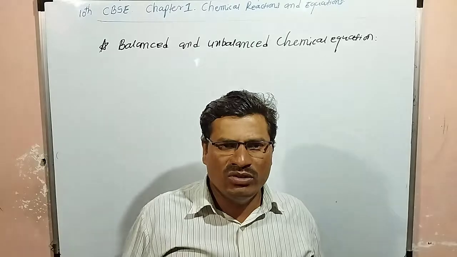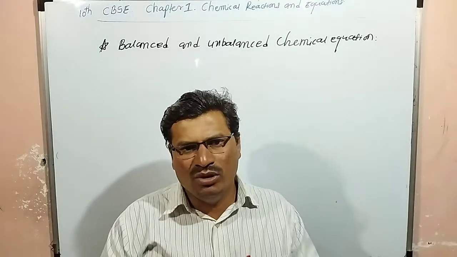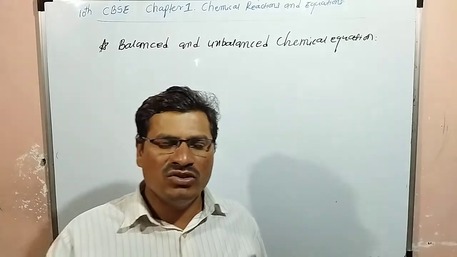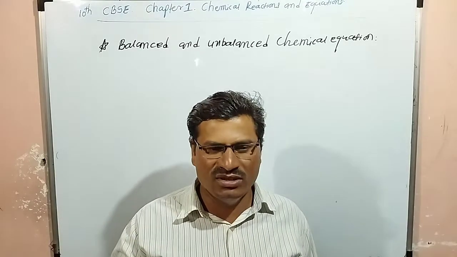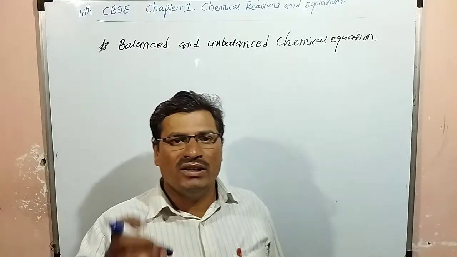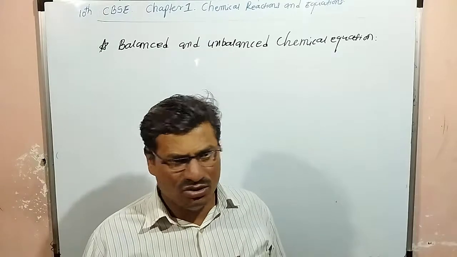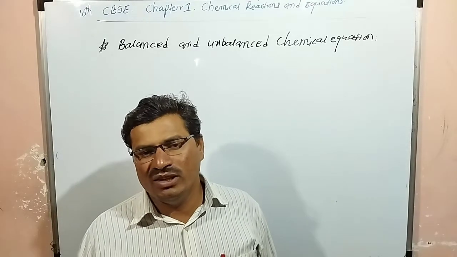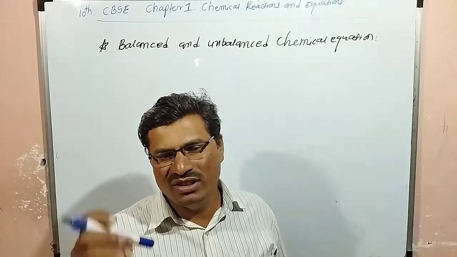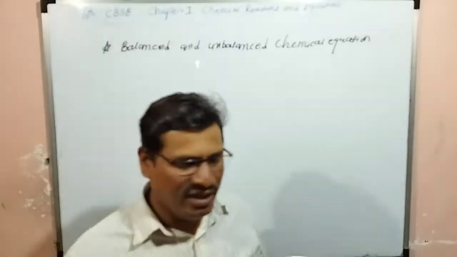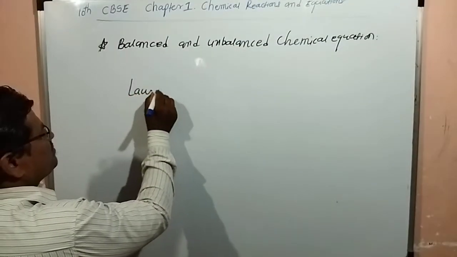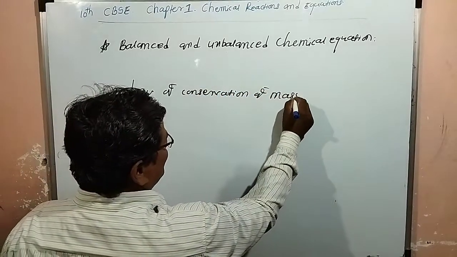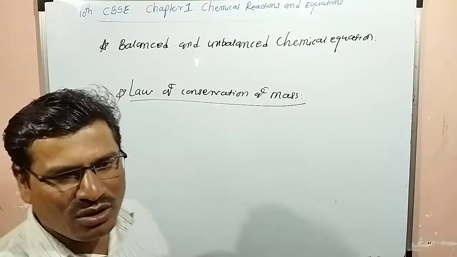So in 9th standard we have studied Dalton's theory of atomic model. According to Dalton's theory, we have studied some assumptions and conclusions given by Dalton. These are: atom can neither be created nor destroyed. So you cannot create an atom, you cannot destroy an atom. One more thing we have studied is Antoine Lavoisier's law of conservation of mass.